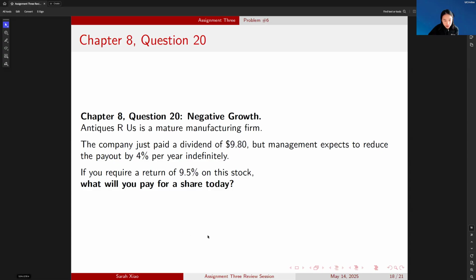Okay, the last question is about negative growth. So we have a mature manufacturing firm here. It just paid a dividend of $9.8, but management expects to reduce the payout by 4% per year indefinitely. If you require a return of 9.5% on this stock, what will you pay for a share today? So we want to calculate the share price today.